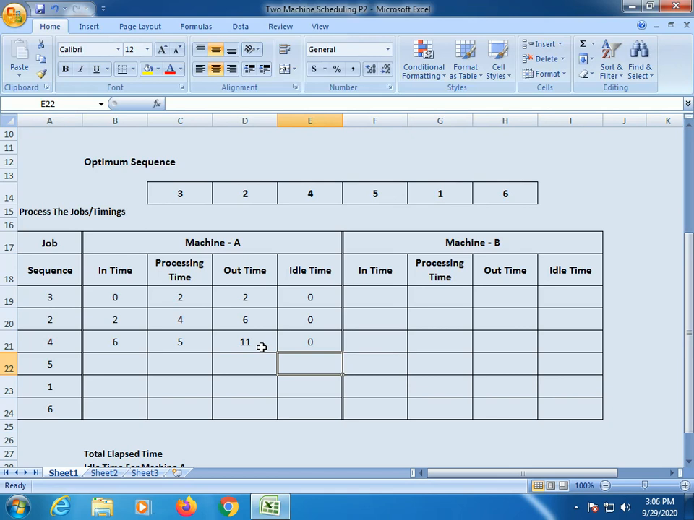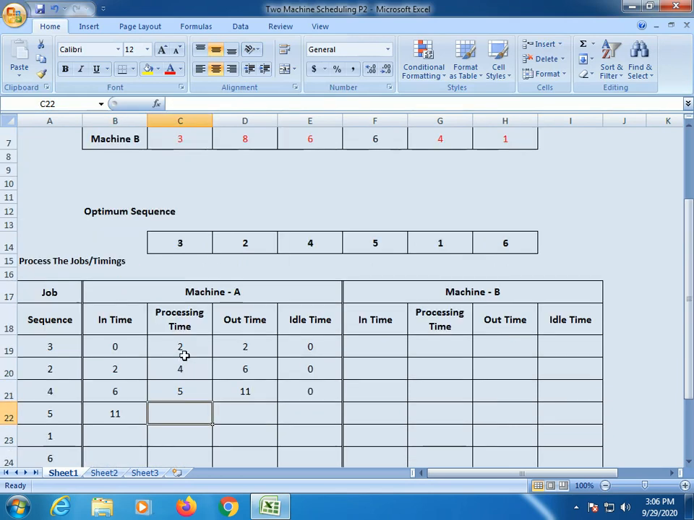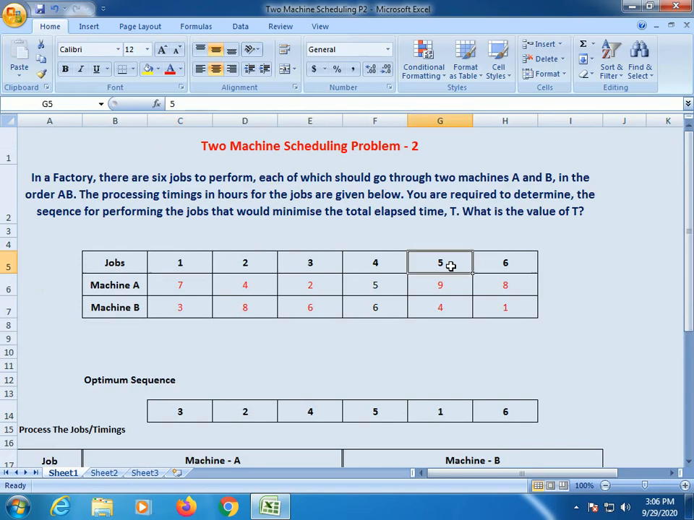Okay, that's because we have the job ready to perform on machine A. Right. Then at 11th hour we have completed the fourth job, and at the same 11th hour we can start the next job, because we have the job. We can perform easily on the same hour. Okay, then what is the processing time? So here the job 5 processing time is 9.